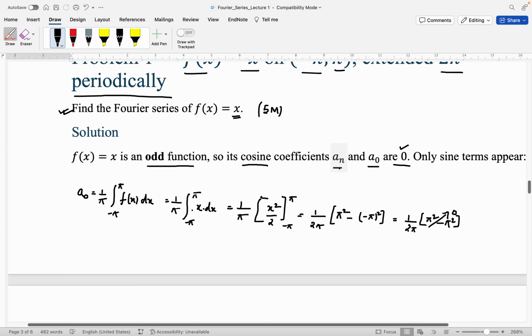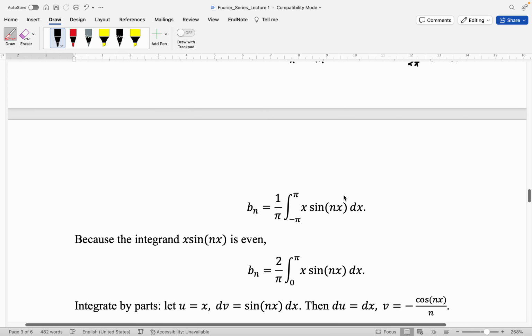Similarly for an also, you can calculate and you will see it is 0. So I'm not going to show it. Let's do it only for the sine function. So bn is the only term that survives. It is 1 by pi integration of minus pi to plus pi x sine nx dx.